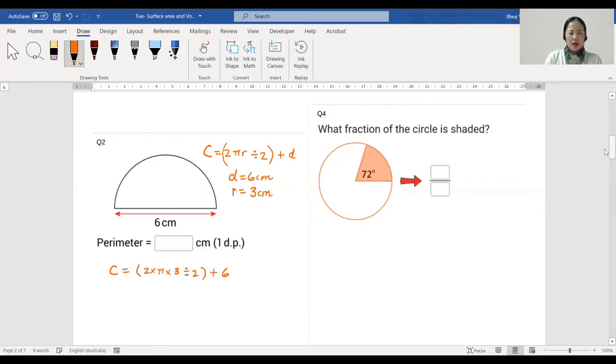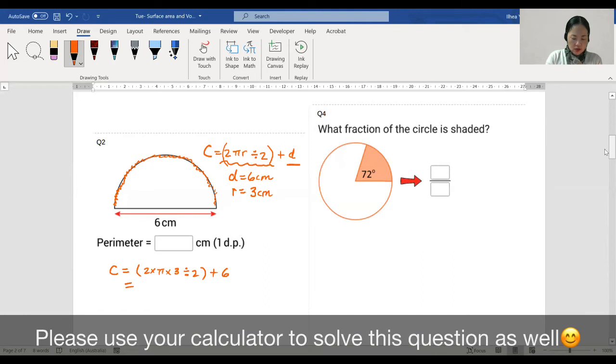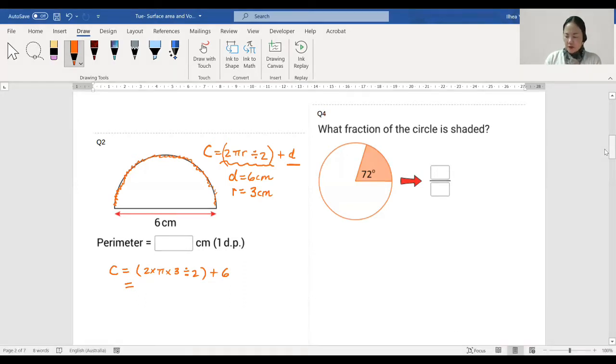Now this part is only the curved part, okay, the distance of the curved part. That's why we have to add the diameter to find the whole perimeter of semicircle. I'll put all in a calculator in the brackets. Exactly what I wrote there, 2 times pi times 3 divided by 2, close the bracket, plus 6, I will get 15.424. We want it to be one decimal place. It'll be 15.4 centimeters. Any questions on that?